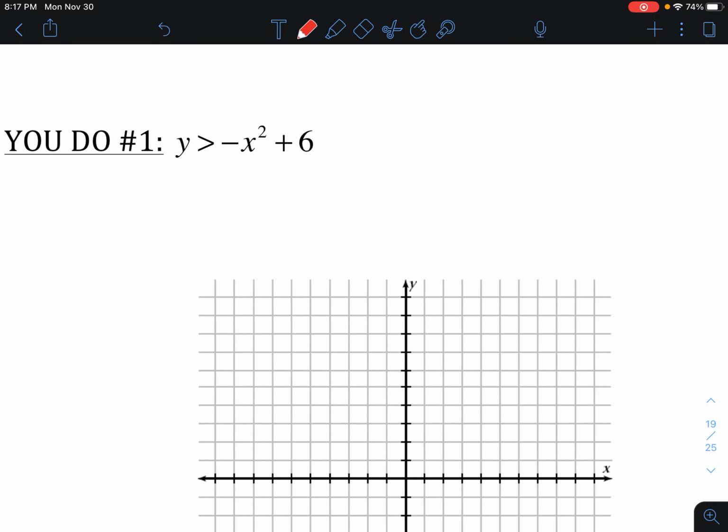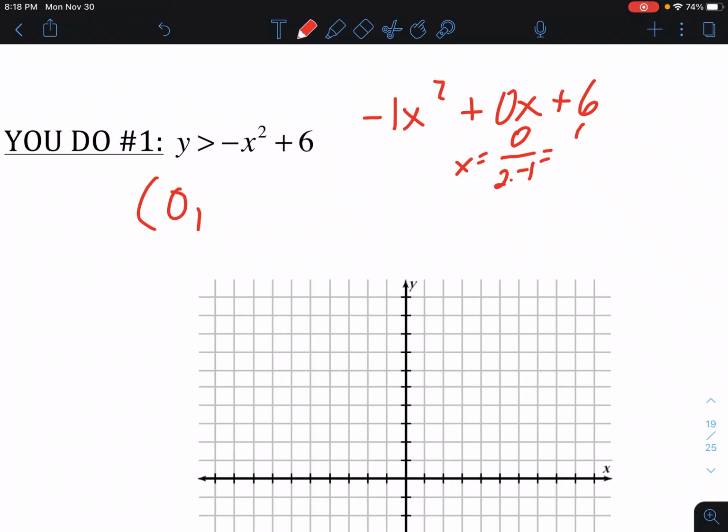So if we take a look at this, you could view it like the B is missing because there's no X term. Okay? That's what the A is -1, B is 0, C is 6. And I did tell you the other day, when the B is 0, the X coordinate is automatically 0. Because if you were to use your little formula, it would be -b over 2 times A. That would be 0 over -2 is 0.